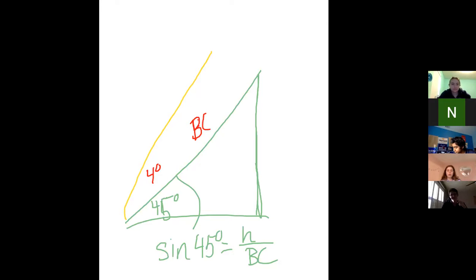Miss Thompson, I didn't know you had to do sine of 45 and then do opposite over hypotenuse. I thought you could just do opposite over hypotenuse. Okay, but if you did opposite over hypotenuse, you don't know what height is. So what are you setting it equal to? Oh, I don't know, man. Just kidding.